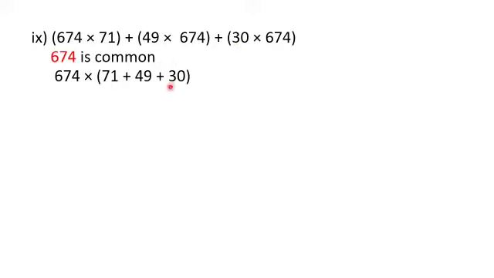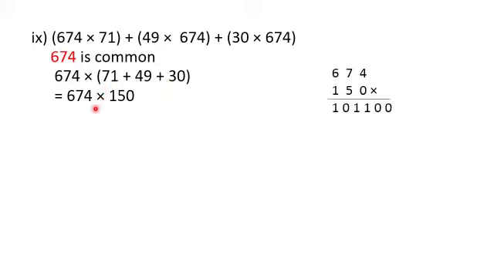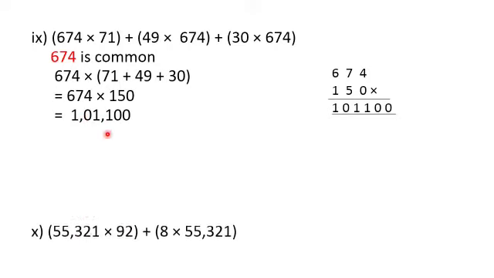Now here both the signs are addition. So directly we can add all the three numbers. When you add all the three numbers, you get your answer as 150. After doing the addition inside the bracket, you will do the multiplication. So 674 into 150 gives you the answer of 1,01,100. So let us see the next question.